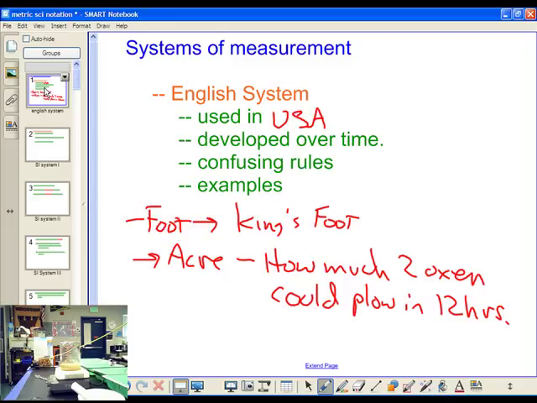We have 12 inches to a foot, 3 feet to a yard. The next one's a mile. But what mile? You know there are 2 different miles? There's the statute mile, which is 1,760 yards, which is what we use when we drive around. When you drive 10 miles on land, you use a statute mile.